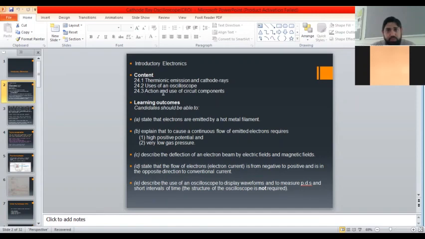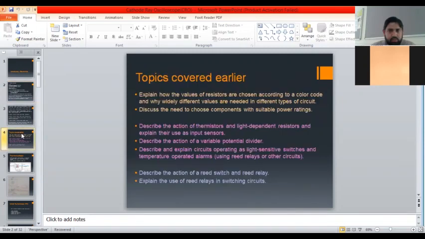Basically, the content has thermionic emission, cathode rays, uses of an oscilloscope, and action and use of circuit components. The action and uses of circuit components, we have mostly already done. If I discuss that in detail, what we have covered earlier is the color coding of resistors.